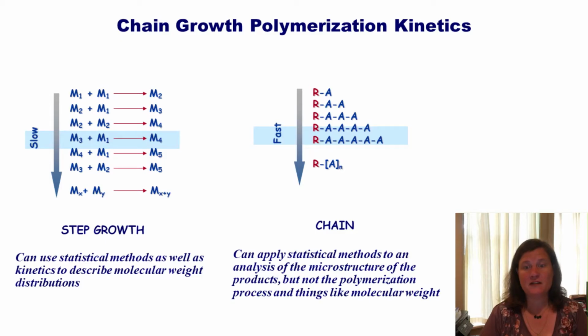We're going to be discussing chain growth polymerization kinetics. So hopefully you remember that step growth polymerization reactions are totally different than chain growth polymerization reactions. In the step growth reaction, any A can react with any B, like any alcohol can react with any acid if we're talking about a polyesterification.